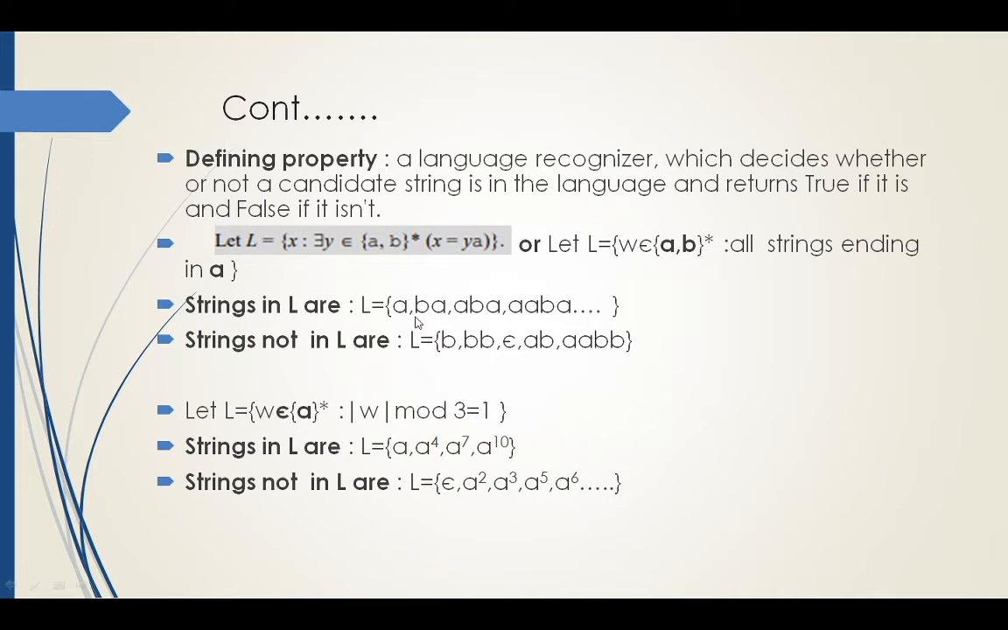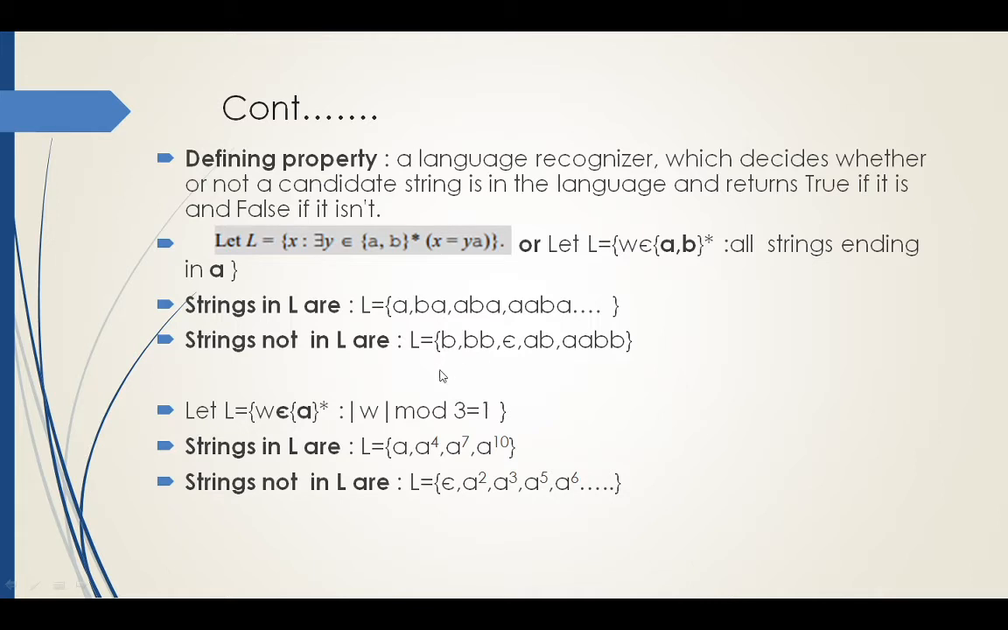The strings belonging to this language are A, because it is ending with A. Every string begins with epsilon, so epsilon A is there. Then BA, ABA, AABB or ABBA, all ending with A. So all these strings are valid because they all end with A. The strings not in L are B, BB, which end with a B. Epsilon is not allowed because the condition is that it should end with A. So AB is not allowed. ABB is also a string which does not belong to the language L.